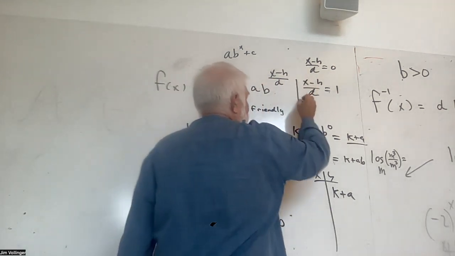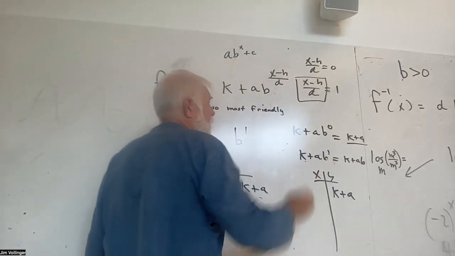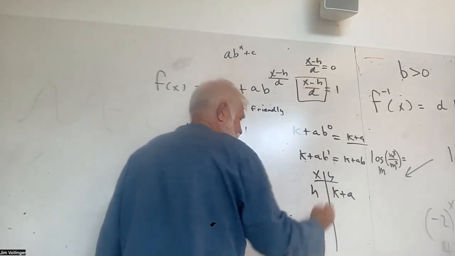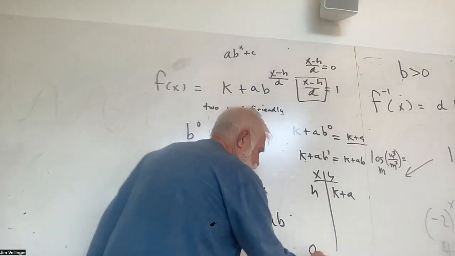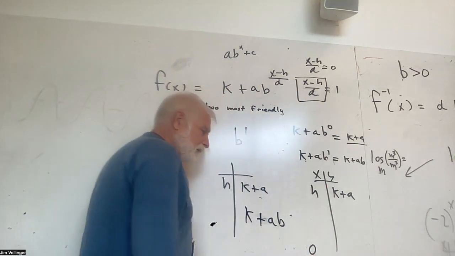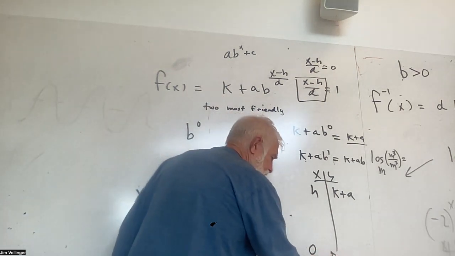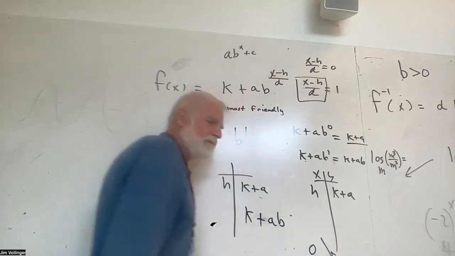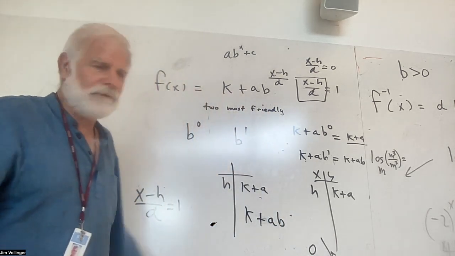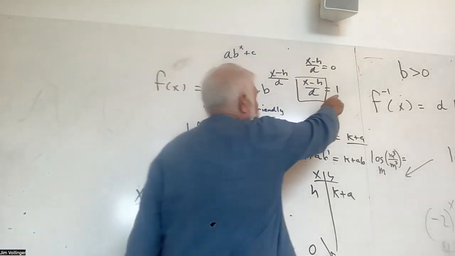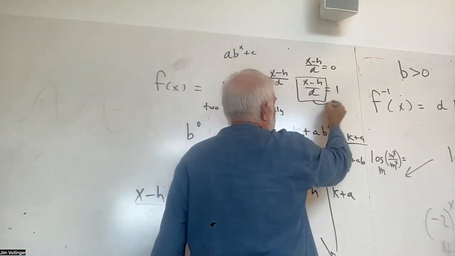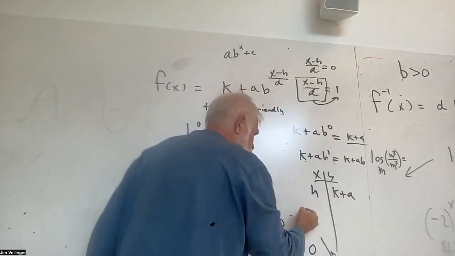Well, how do I make this fraction 0? I guess x has got to be h. All right, the only way you can have a fraction 0 is to have 0 in the numerator, right? Because if you have 0 in the denominator, that's undefined. We'll talk about that more as we move forward. All right, so how do I make this number 1? Well, I think I got to multiply by d and add h.